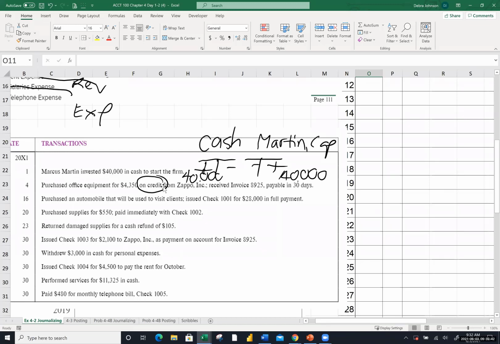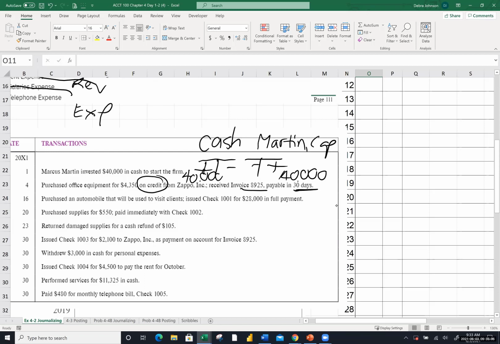So in your mind, you might even have to write these down. You're using office equipment and accounts payable. How do I know it's accounts payable? It says that it's due in 30 days. And they gave us some source information. They said, we have this invoice, so that's going to be part of my description, and it's due in 30 days. That's also going to be part of my description.